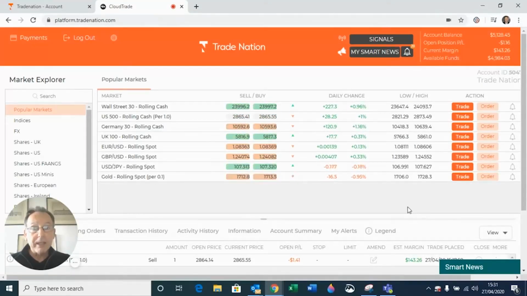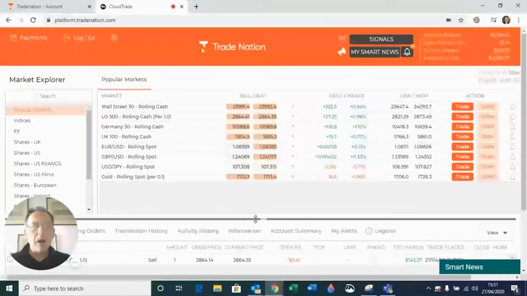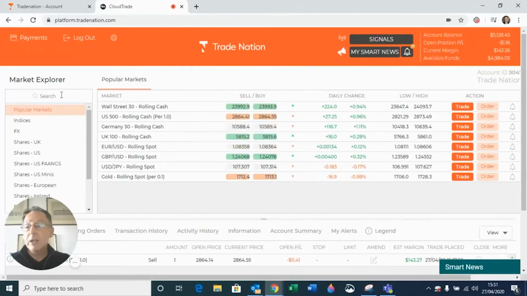Okay, so we've opened the platform, and the first thing we'll see is a list of popular markets. These are the markets that are most heavily traded by our customers. But if we go over onto the left-hand side, we'll see the Market Explorer tab.